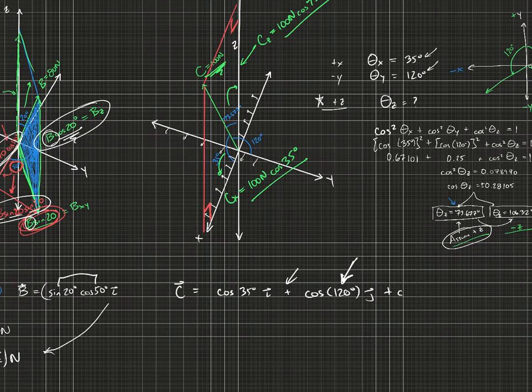And then we'll do plus the cosine of 73.677 degrees. Okay, and all of that is going to be multiplied by this 100 newtons. Oh, there's a K in there, isn't there?